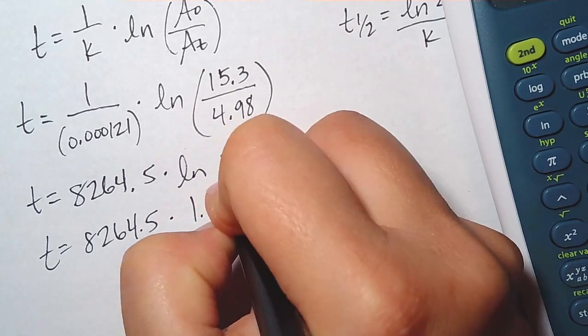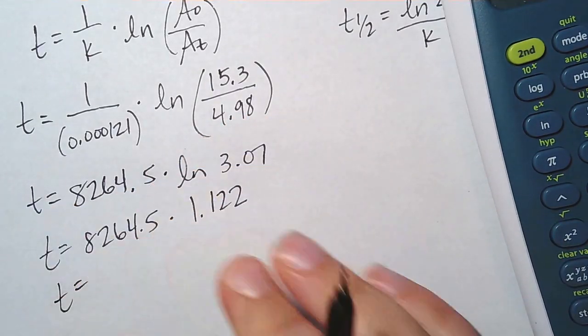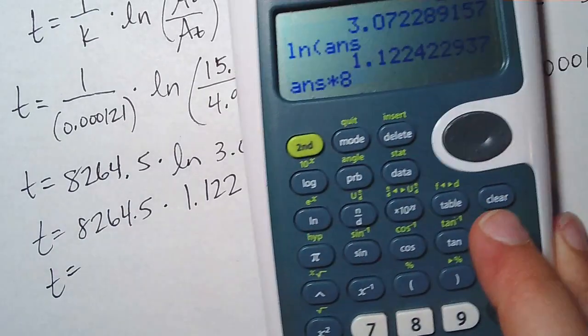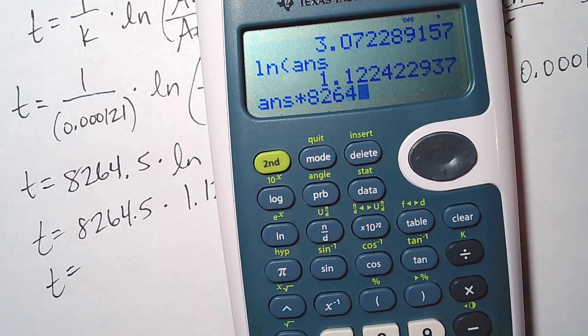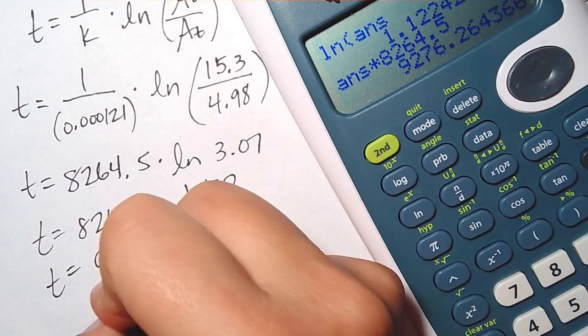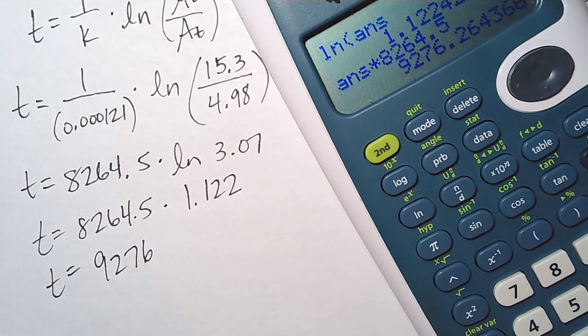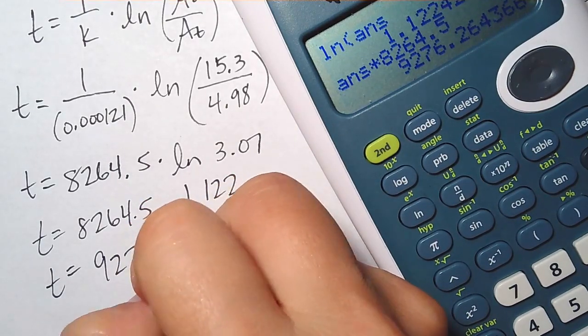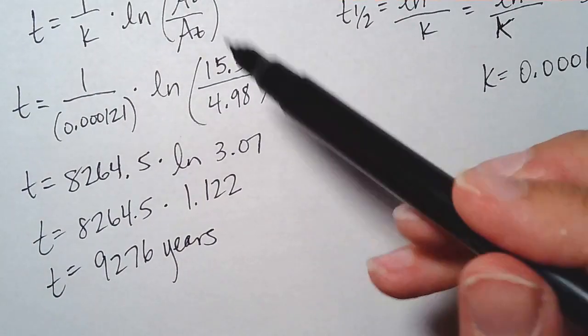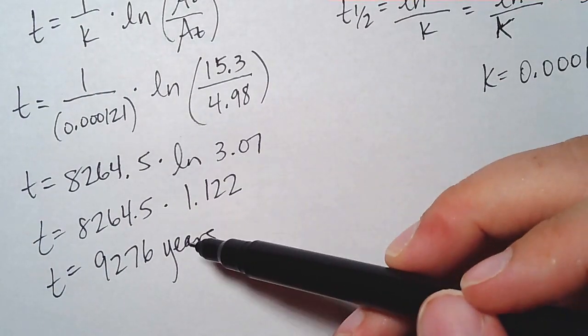Alright, so then multiply it by 8,264 and a half. 9,276 years. Alright, and our units come from the fact that our K was in 1 over years. So this is the approximate age of the bone sample.